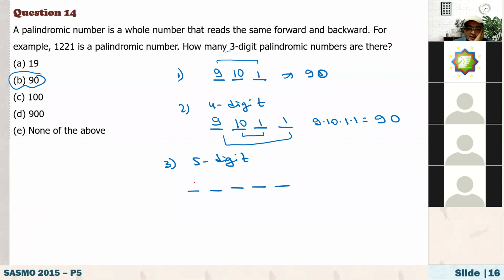Because the first digit, I can write anything except 0, so 9. The second one, 10, and the one in the middle can be anything, 10. But here, these two numbers must be the same, only one option, and here we have the same, it is 1. So it is 9 times 10 times 10 times 1 times 1. That's equal to 900. Okay, good.